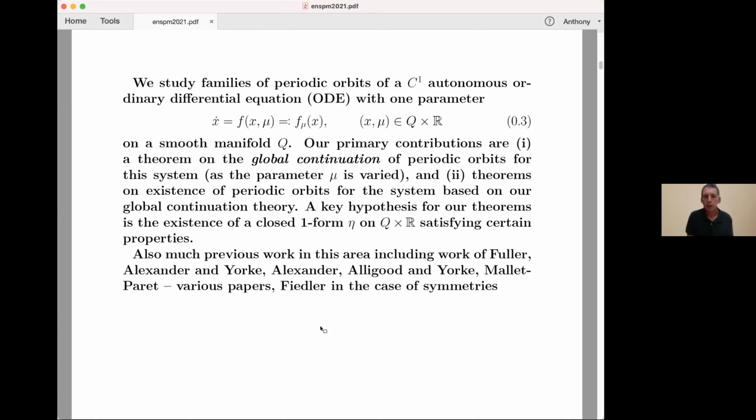And this is what we are able to do based on the so-called global continuation theory and the existence of a so-called one form, which I'll talk to you about. And there is a bunch of work that sort of precedes this by Fuller, Alexander and Yorke, Mallet-Paret and Yorke, and so on. And that's sort of related, but didn't exactly fit what we wanted to do. So that's where we came up with this form idea that was useful.